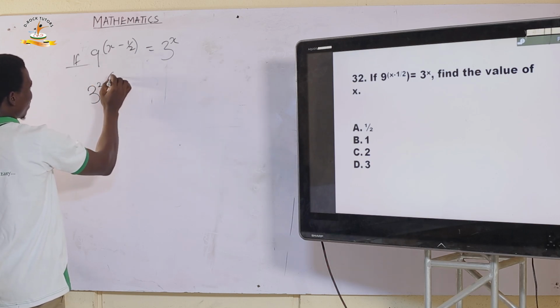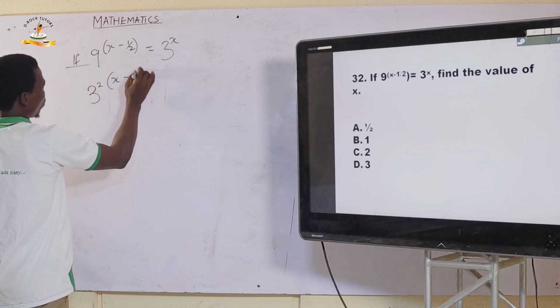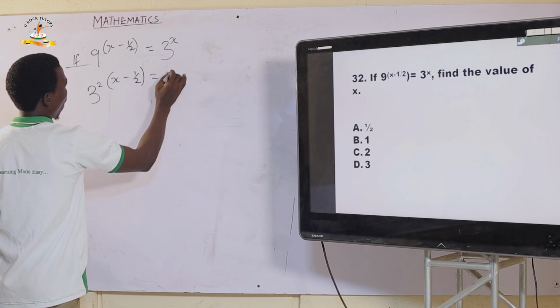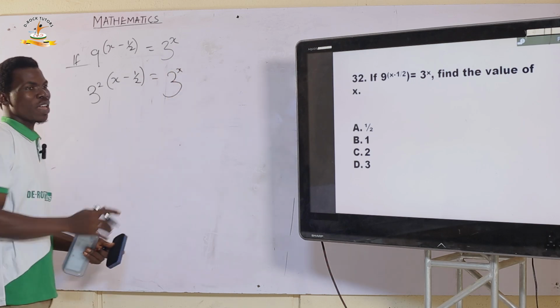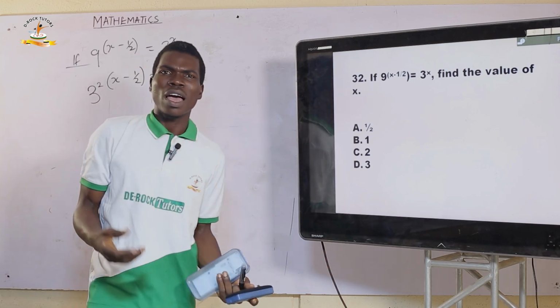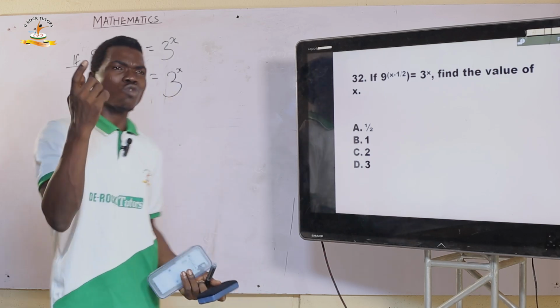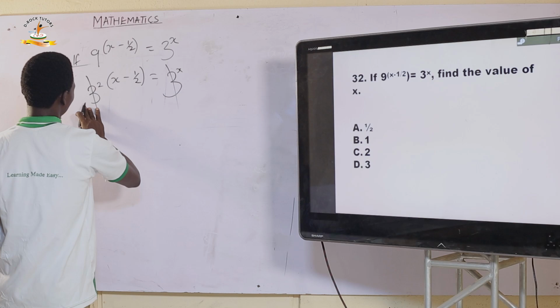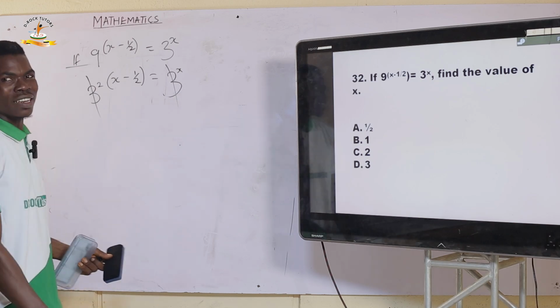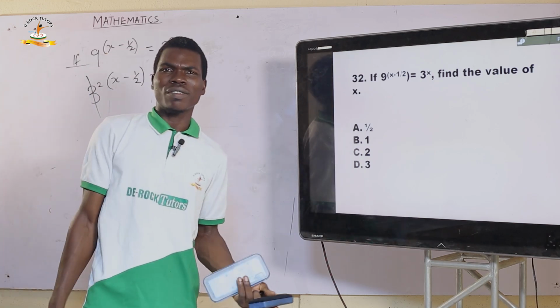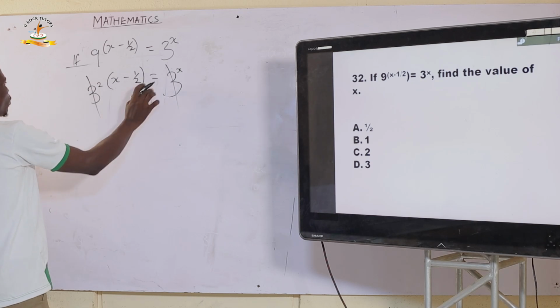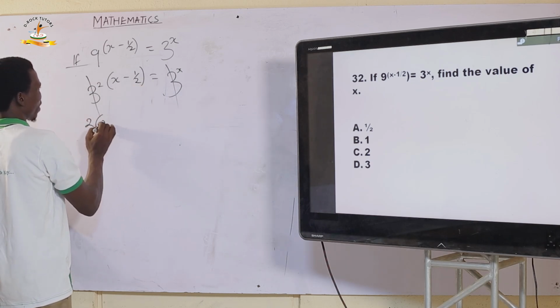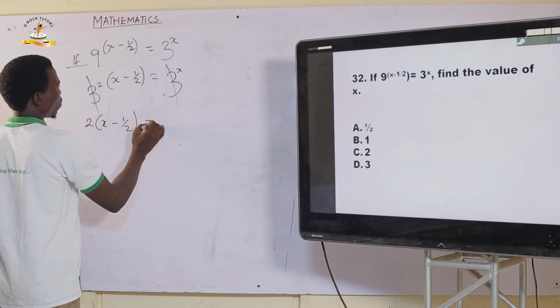Then I open the bracket again, x minus 1 by 2, equals 3 raised to power x. Here my bases are the same, and once I can achieve that, I can strike them off. That is mathematics, the beauty of it for you. I can strike them off if they are exactly the same on both the left hand side and the right hand side. And what do I do? I open this bracket. We're going to have 2 into bracket x minus half equals x.